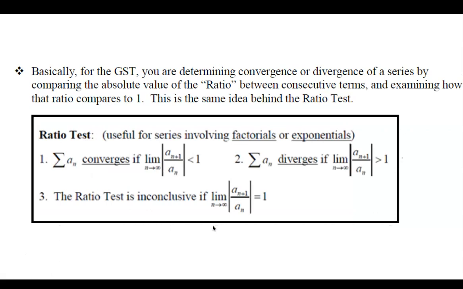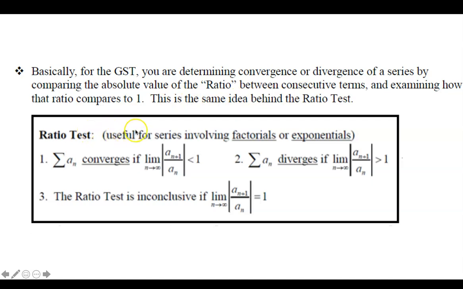Now, with that in mind, here's what the ratio test says. It's basically like a geometric series. You're determining the convergence or divergence of a series by comparing the absolute value of the ratio between consecutive terms, like between a sub 2 and a sub 3, or a4 and a5, the current term to the term after, and deciding how it compares to 1. That's the basic idea.